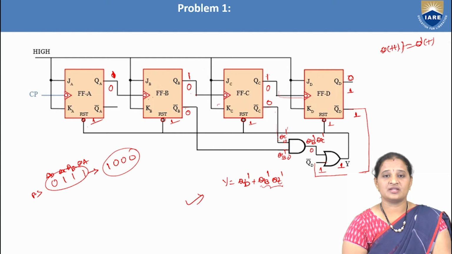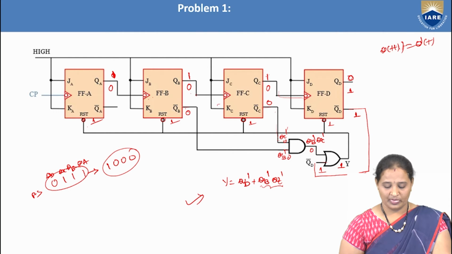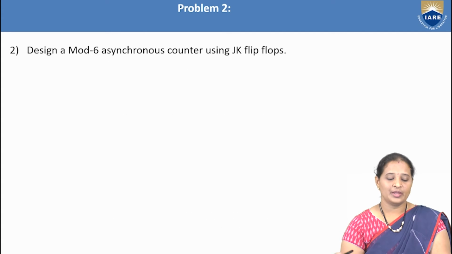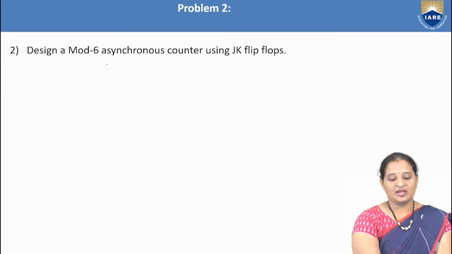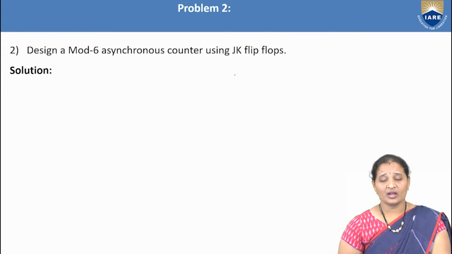It is nothing but a BCD asynchronous up counter. So that is how we can design a counter. Let us take another problem here: design a mod 6 asynchronous counter using JK flip-flop. So, a mod 6 asynchronous counter.